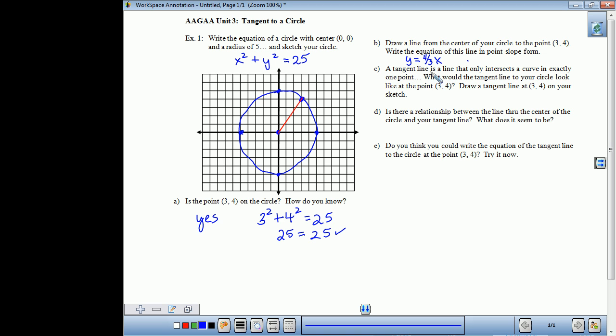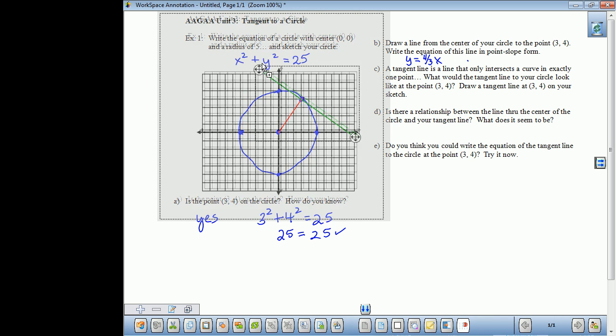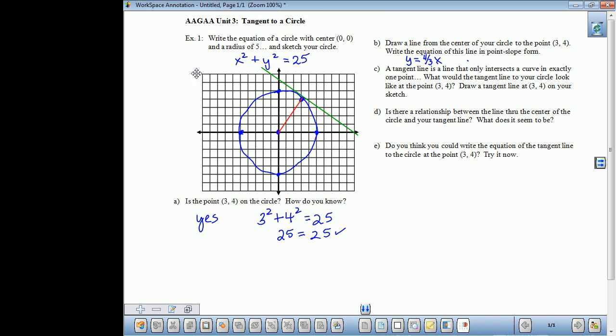Then it asks us to draw a tangent line. Well, a tangent line is a line that only intersects a curve in exactly one point. What would the tangent line to your circle look like at this point, 3, 4? Draw in the tangent line at 3, 4 on your sketch. So we know a tangent line intersects in only one point, and I'll switch this to green. And let's see if I can draw in something that looks tangent. That's kind of tangent. It's a little off. And it would be going just through that point. So mine's not perfect, but it's close.